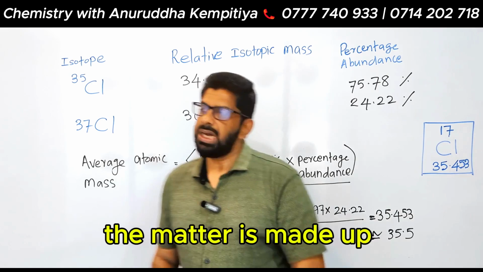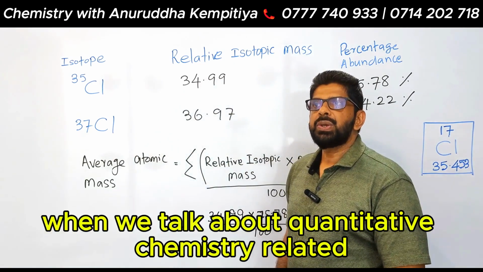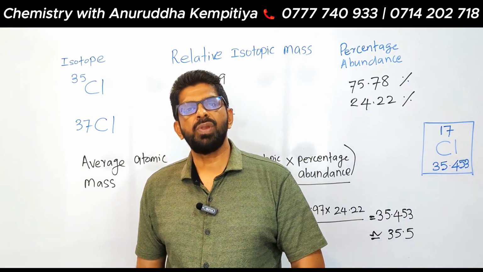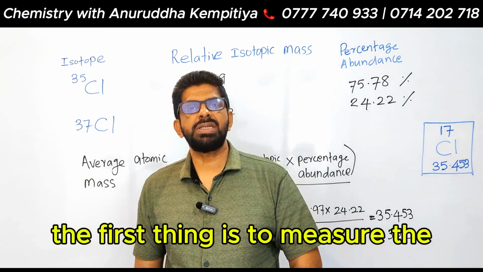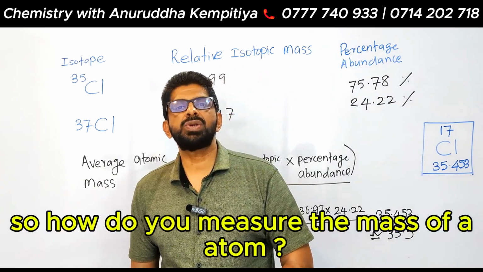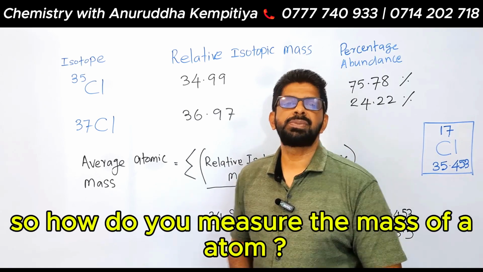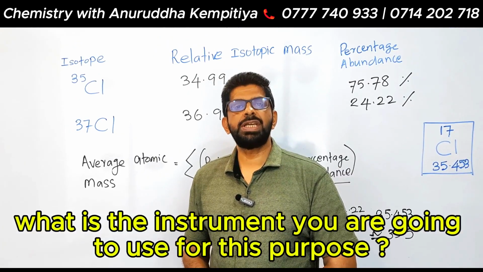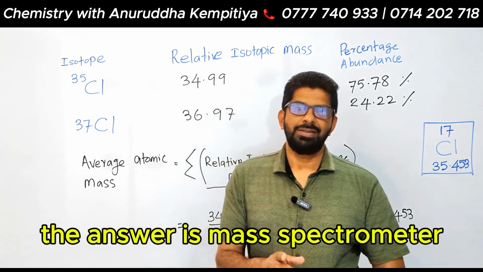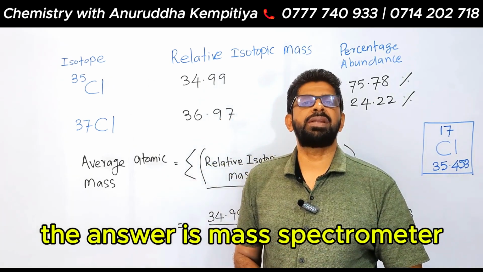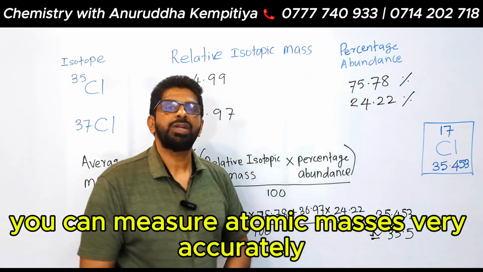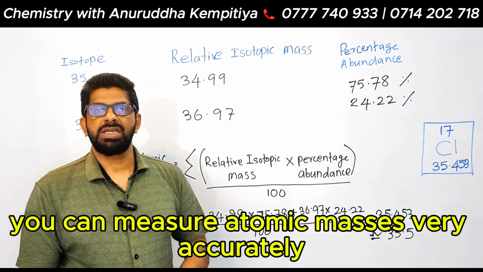Then when we talk about quantitative chemistry related to matter, the first thing is to measure the masses of matter particles. So how do you measure the mass of matter, the mass of an atom? What is the instrument you are going to use for this purpose? Okay, the answer is mass spectrometer. Mass spectrometer is the instrument. You can measure atomic masses very accurately.